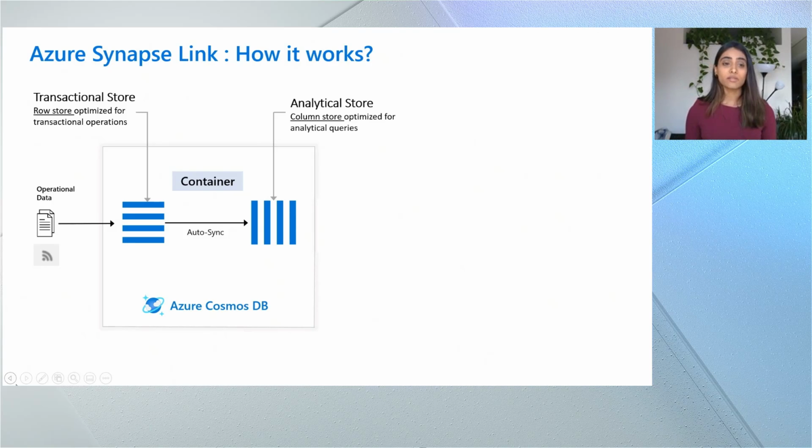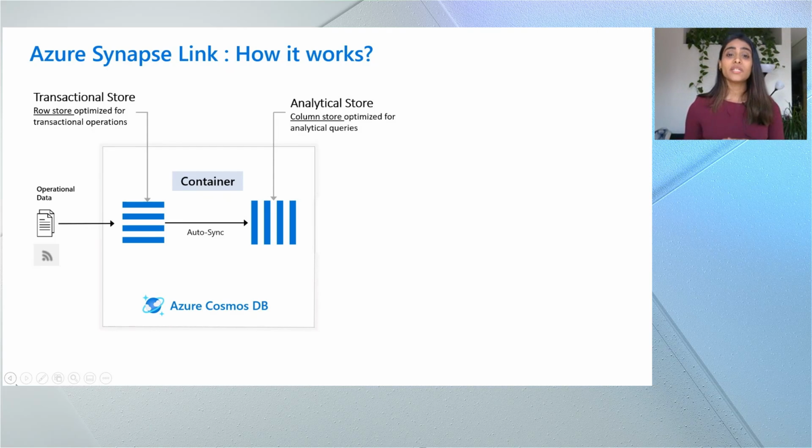So what this means is, as your data comes into your transactional store, Cosmos DB will automatically convert it into a column-oriented format and make it available for analytics in near real time, within minutes, in your analytical store. So this analytical store here is fully managed by Cosmos DB. This means you don't have to set up any ETL pipelines. There's no performance impact to your transactional workloads, and you're now able to run analytics on your operational data within a few minutes, whereas previously it took several hours or days.